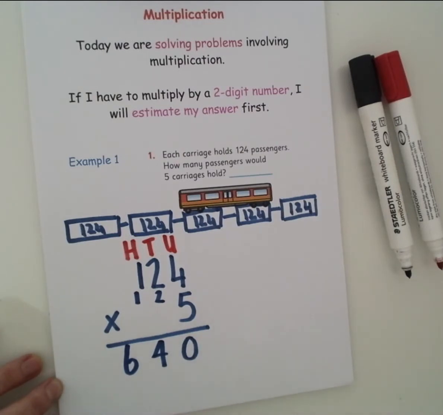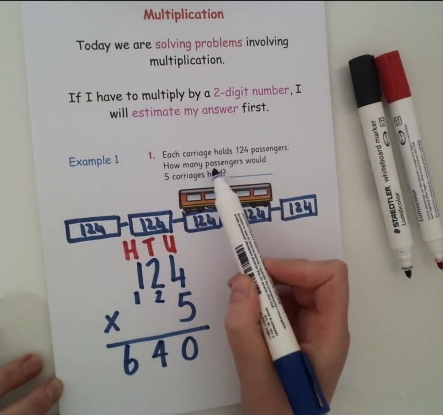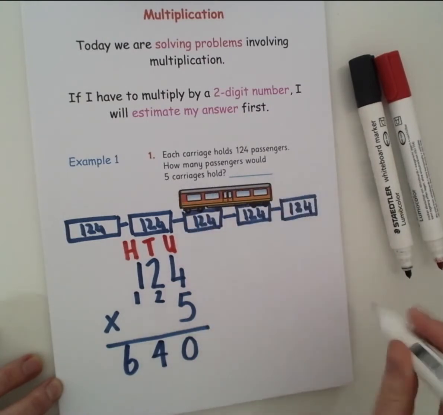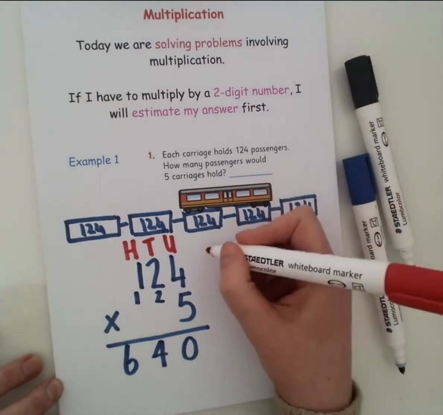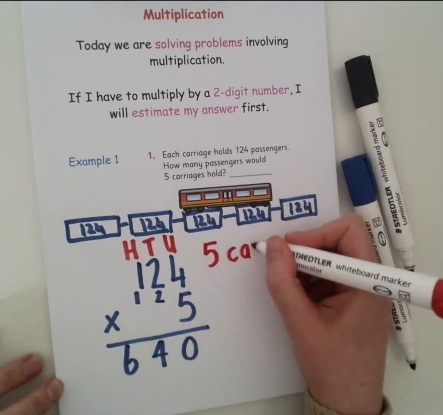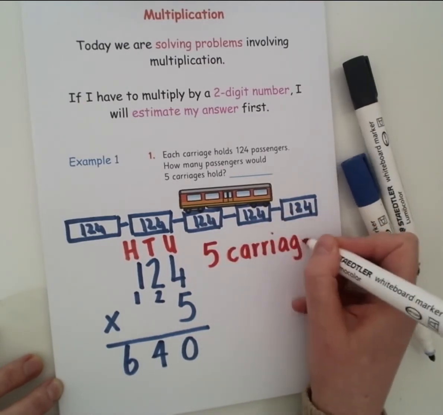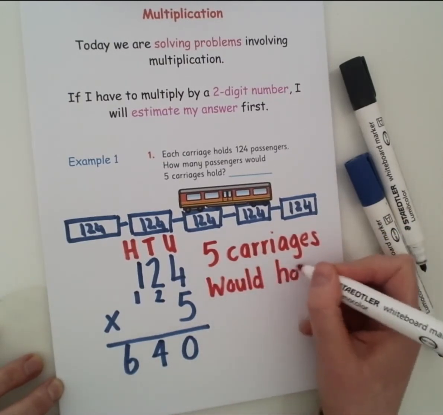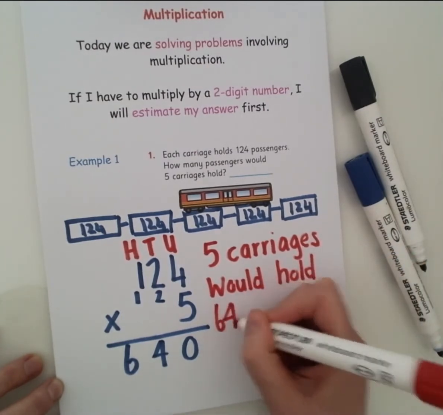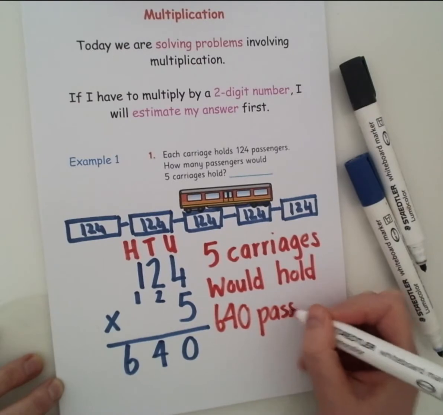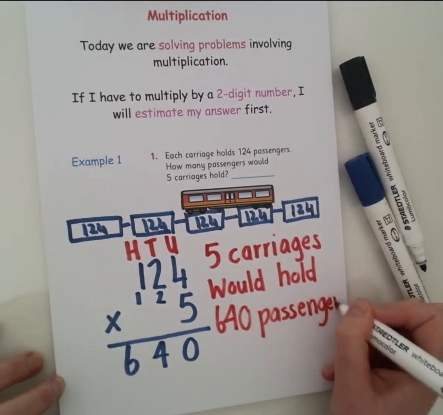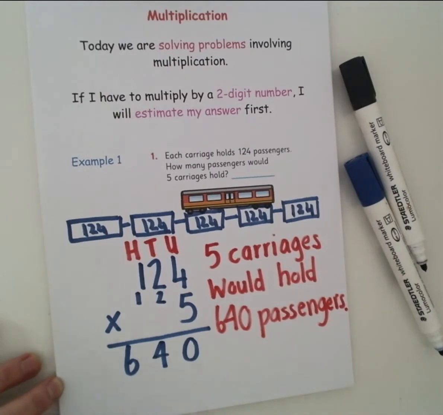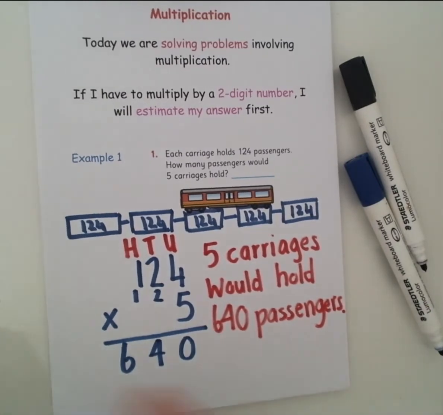Now, because this is a word problem and I was asked a question, I need to answer that question with a sentence. So the question was, how many passengers would 5 carriages hold? So I now know that 5 carriages would hold 640 passengers. Full stop. Okay, so let's try another example together.